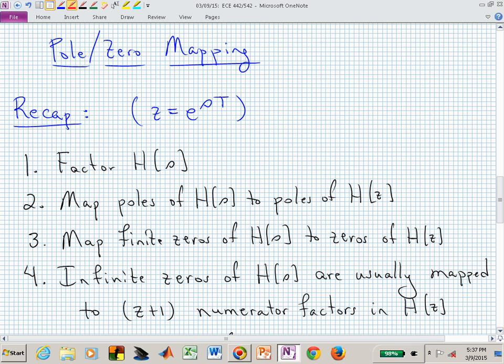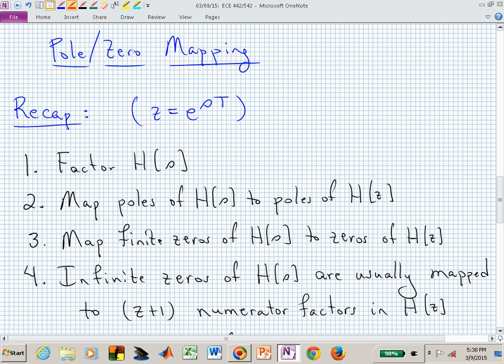The zero order hold is usually used when you're trying to convert a plant or a system that's preceded by a zero order hold. And you're trying to lump those two pieces, the zero order hold and the system dynamics, into one transfer function.